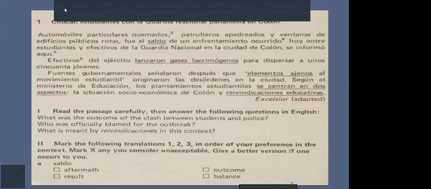So the outcome of the clash between students and police refers to what the consequences were. So what was reported in this short piece of text occurred. So what was the outcome? Well, according to the news, the government reported after the event that outsiders were mixed with the students' actions, so they didn't blame students at the end.